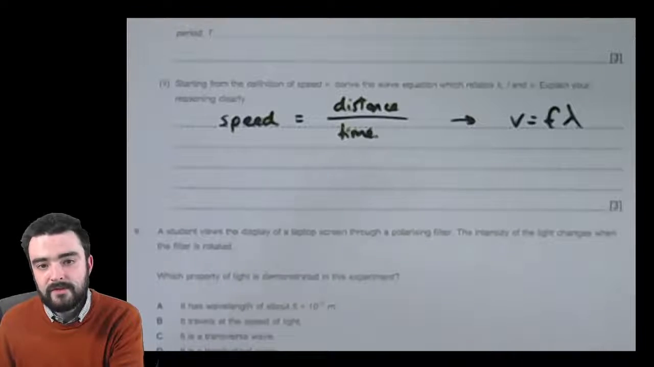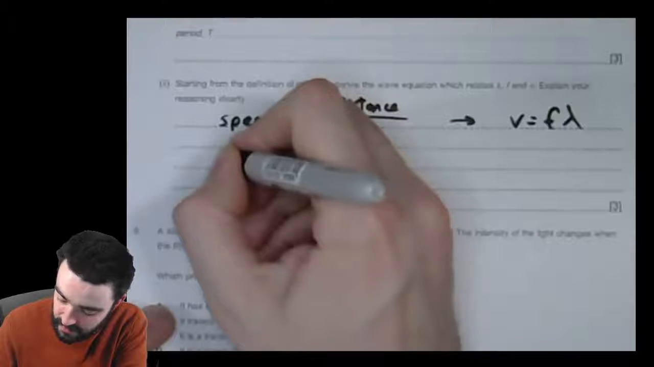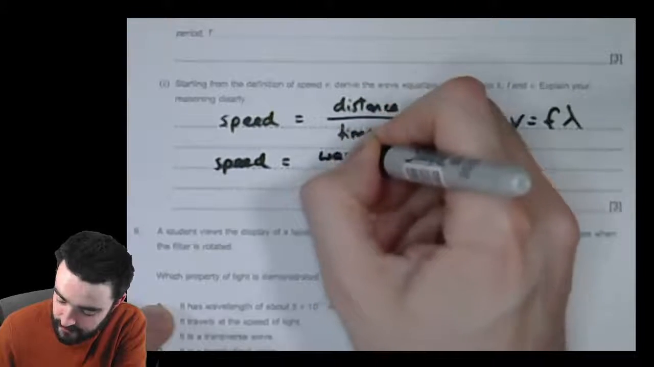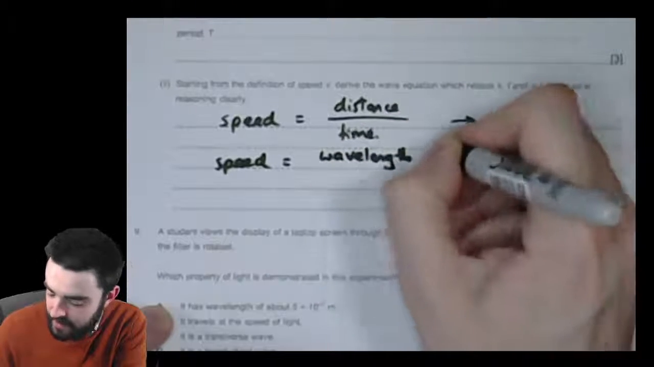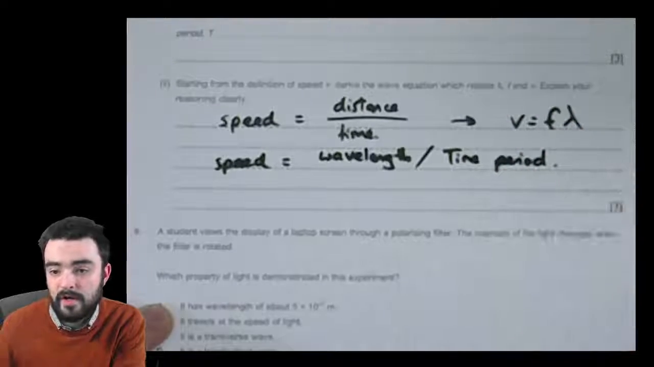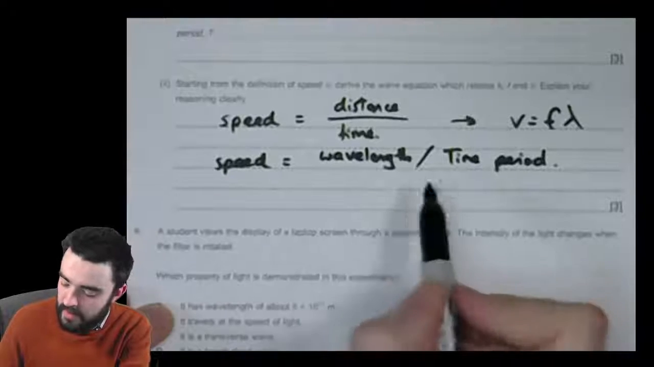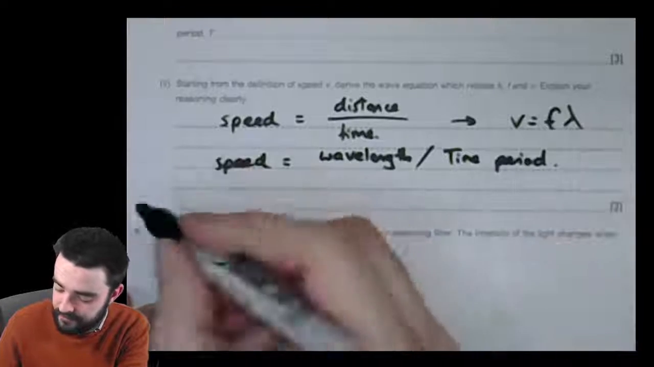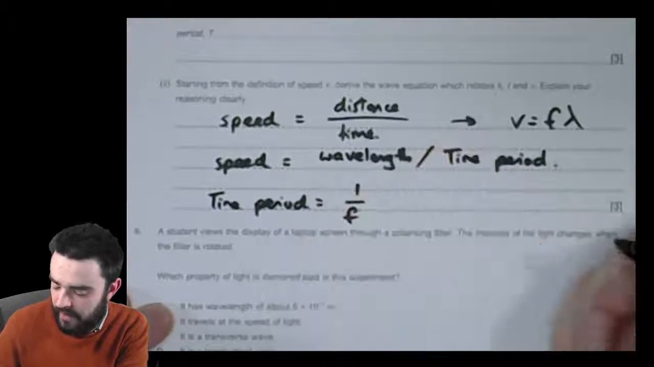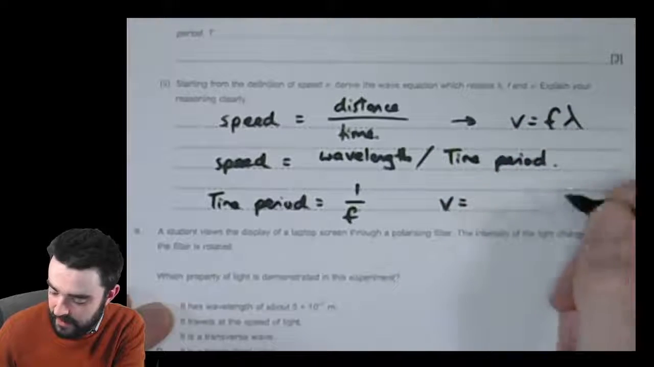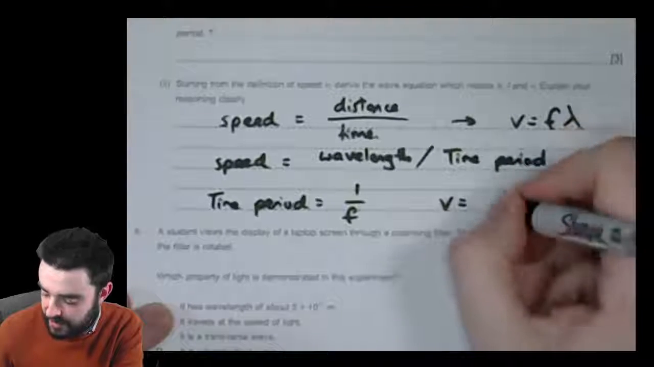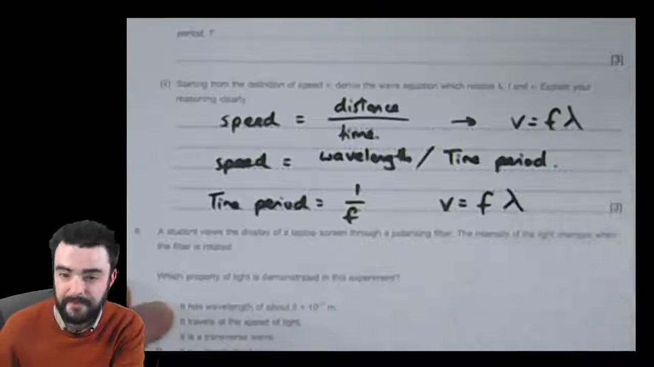So where do we have distance? Well, wavelength is a distance. So speed is equal to the distance, which is the wavelength, divided by the time, which is the time period. You would need to state this in a few more words, but I just don't have the space. You could then say that because time period is equal to 1 over f, then v is equal to wavelength divided by 1 over frequency, which is going to be equal to frequency times lambda.